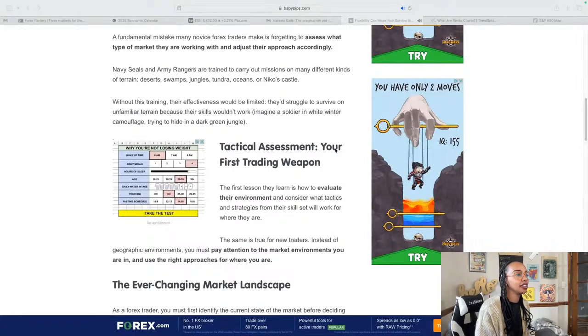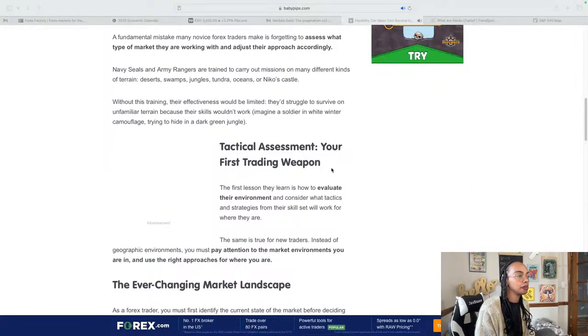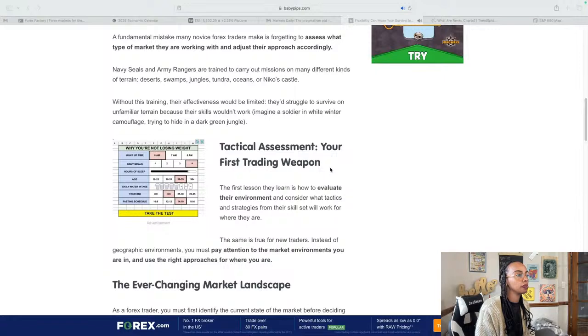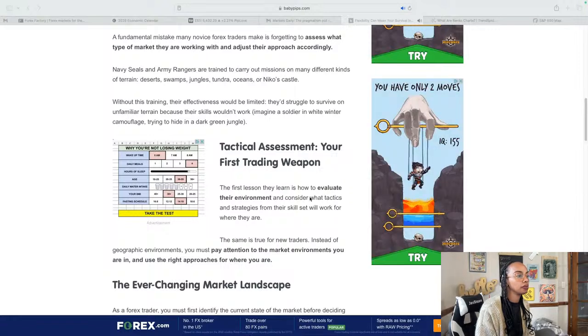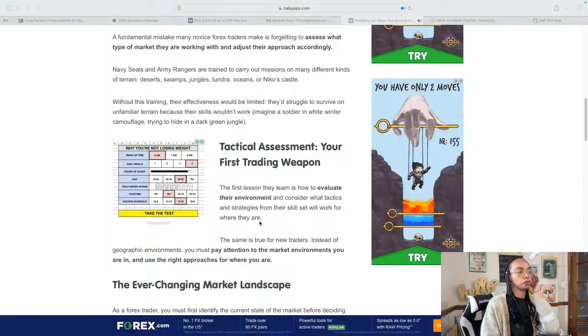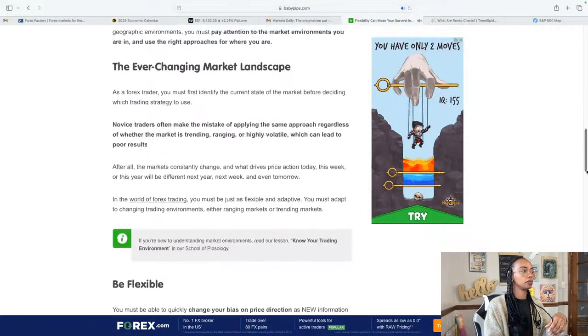Tactical assessment, your first trading weapon. The first lesson they learn is how to evaluate their environment and consider what tactics and strategies from their skill set will work for where they are. The same is true for new traders. Instead of geographic environments, you must pay attention to the market environments you are in and use the right approaches for where you are. The ever-changing market landscape.